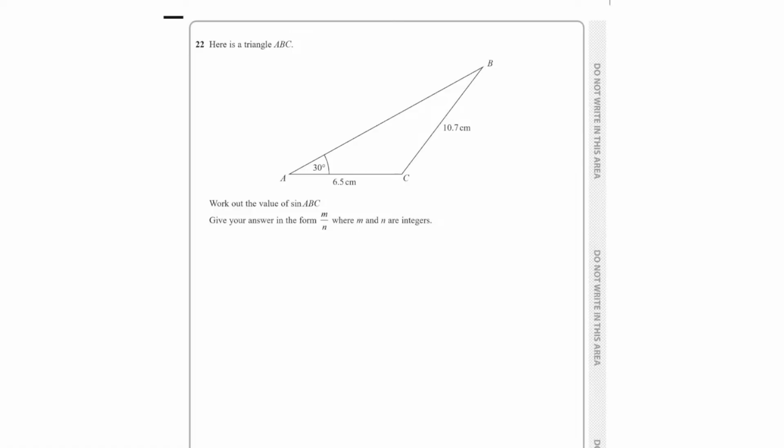Okay, question 22. Immediately looking at this, it's obviously some kind of sine or cosine rule, isn't it? But let's read more detail. So here is triangle ABC. The question is just to work out the value of sine ABC.